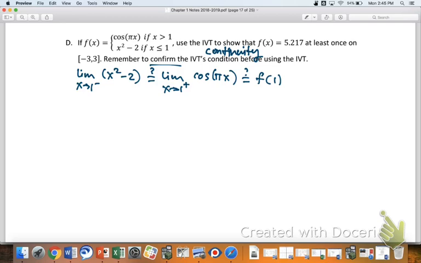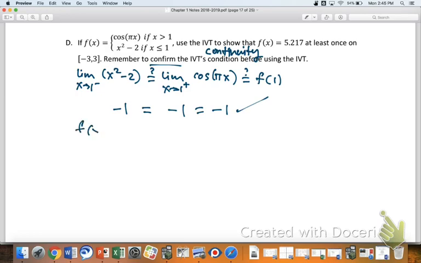So let's evaluate these limits. You can do this by direct substitution, right? It works out pretty nicely. So 1 minus 2 is negative 1. And cosine of pi, according to the unit circle, is negative 1. And of course, f of 1 is contained within the parabola, also negative 1. Look at that. f of x is continuous, right?